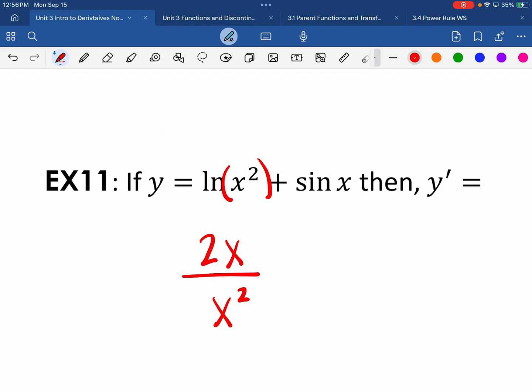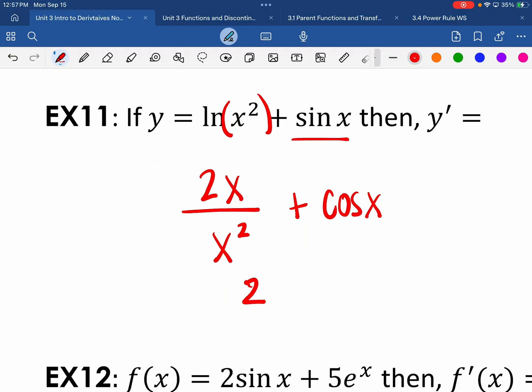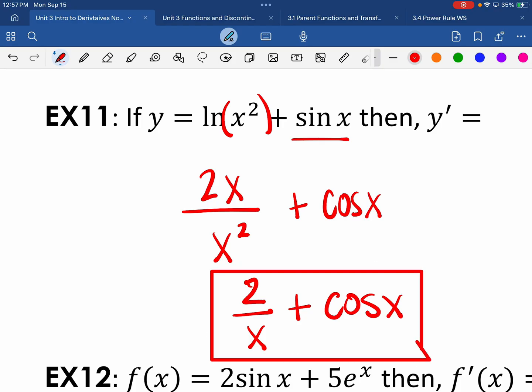Okay, I'll get there in a second. And then plus, what's the derivative of sine? Cosine. And like you're saying, that reduces to just 2 over x, because you have an x on top and x squared on bottom. So you can reduce 1, and you're left with this. Thank God, that's the answer.